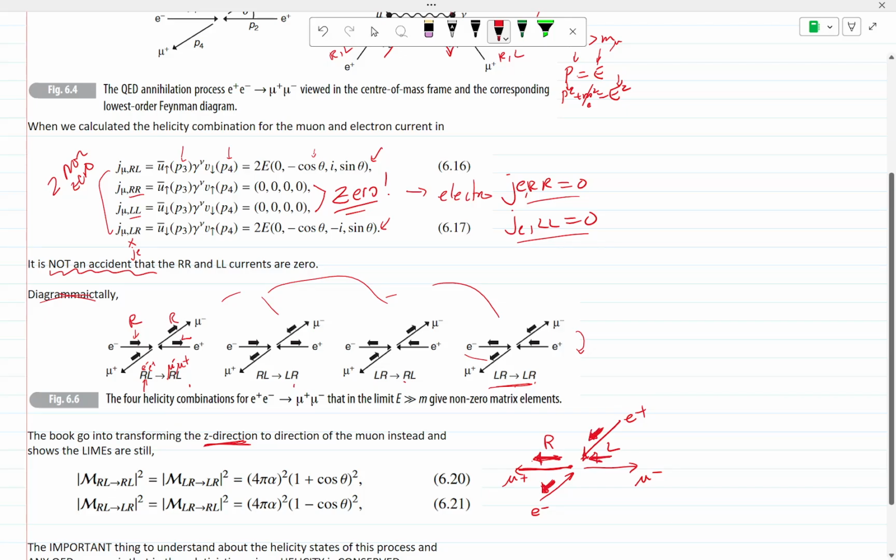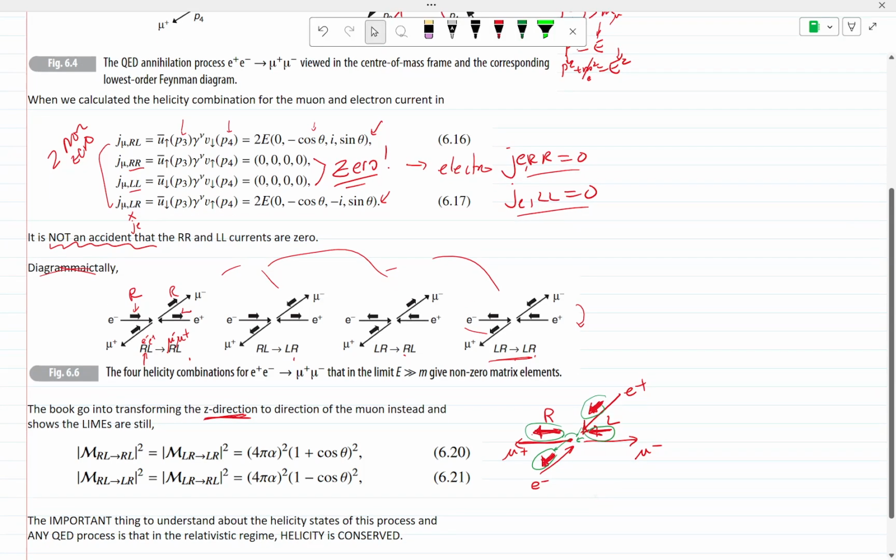So it's an interesting diagram. If we look at this position-wise only, we have some sort of helicity going into the interaction, and then the same helicity coming out. That may be one way to think about it. Same thing with the electron: you have some helicity going into the interaction, and the same helicity coming out.